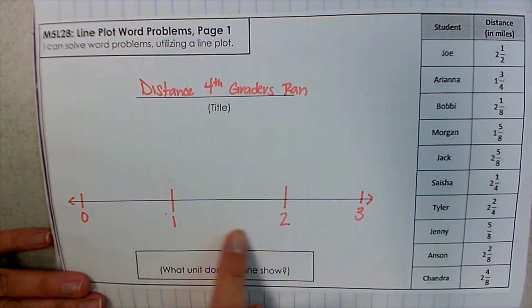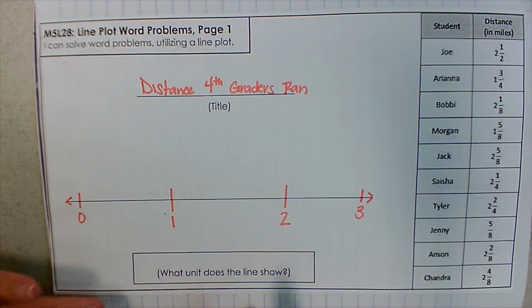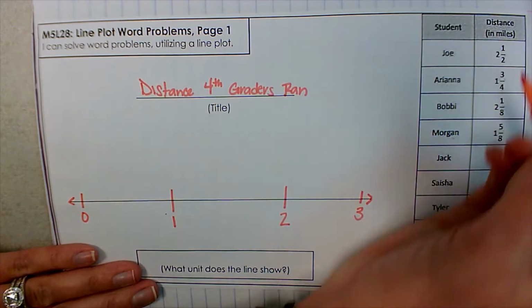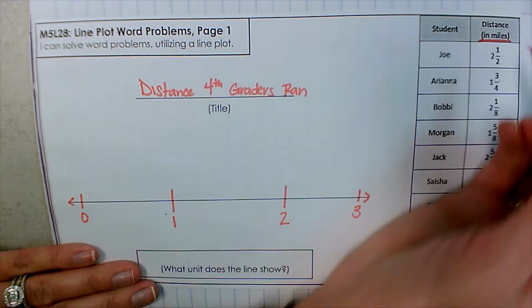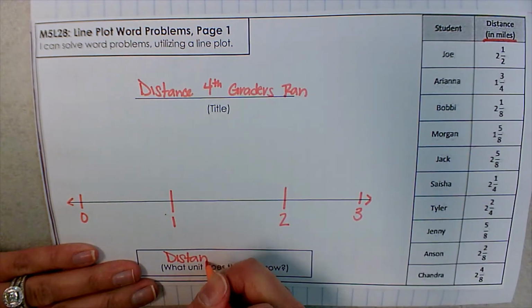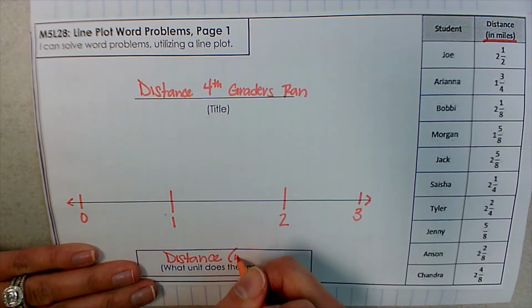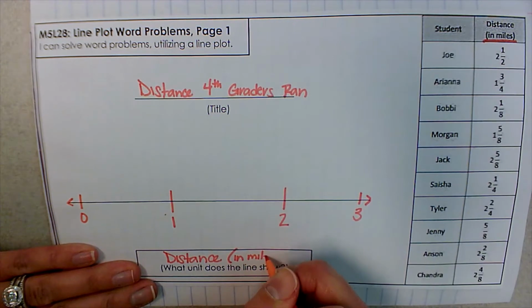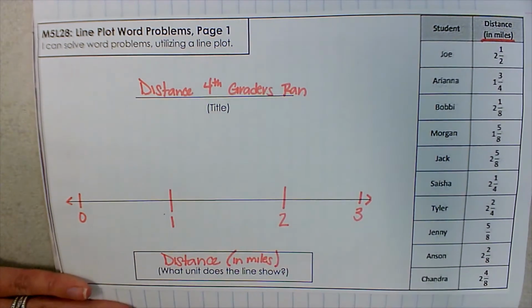But I also need to now label because I don't know what all these numbers represent. And so the unit that our line is showing is right here. Okay, so this is distance that the students ran. And I'm going to say in parentheses, just like my table, in miles.